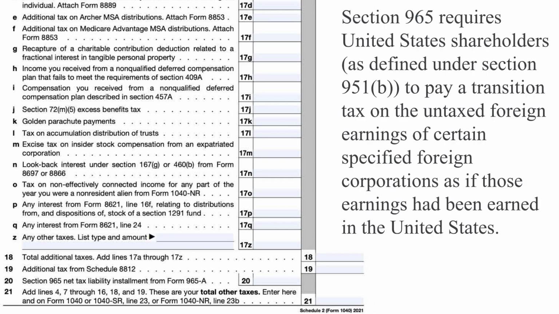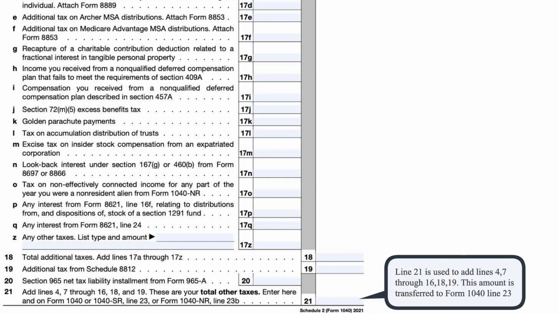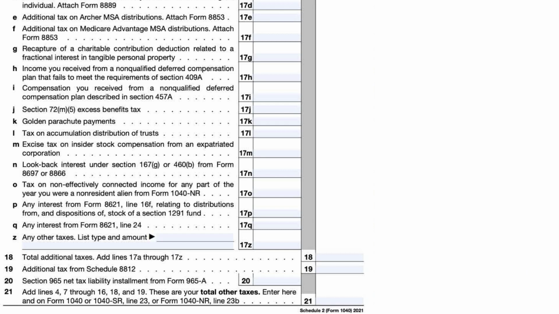Section 965 is a transition tax on the untaxed foreign earnings of certain specified foreign corporations as if those earnings had been earned in the United States. For additional information on what Form 965A is used to report, see the reading material. Line 21 is used to add lines 4, 7 through 16, 18, and 19. This amount is transferred to Form 1040, line 23.